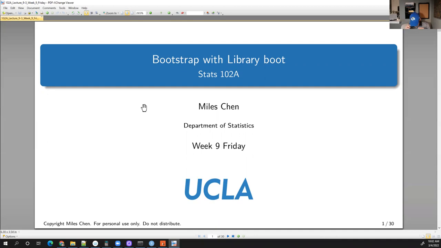Today we'll look at Bootstrap, this time using Library Boot. And I would say this is probably a very popular tool for performing Bootstrap in R.